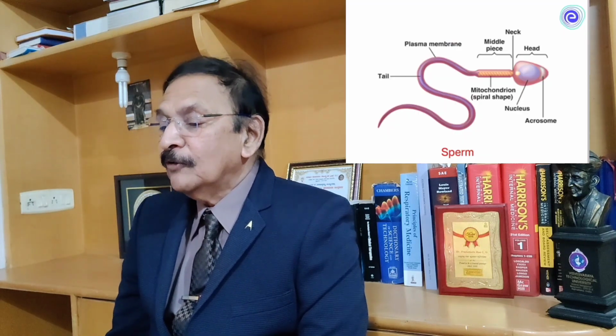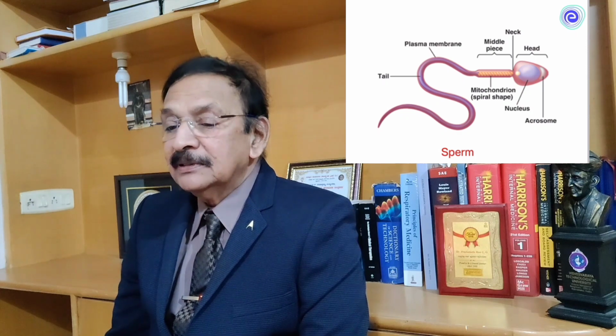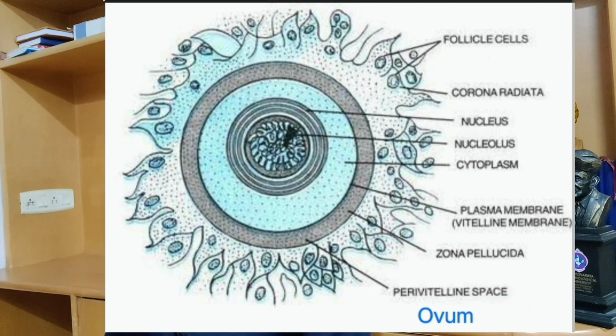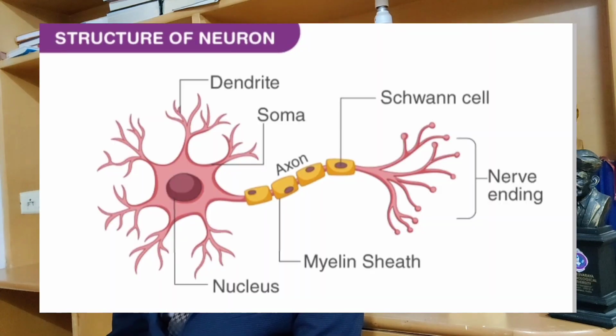Coming to the cell, the smallest cell in the human body is the sperm. It's just 4 micrometers, 20 times smaller than the ovum. And the largest cell in the human body is the ovum. That means we are giving prominence to the females. The largest cell is the ovum, and the longest cell in the human body is the neuron, that is from the brain to the spinal cord.